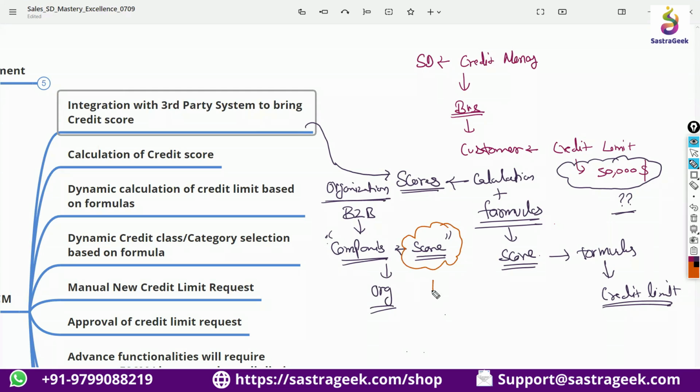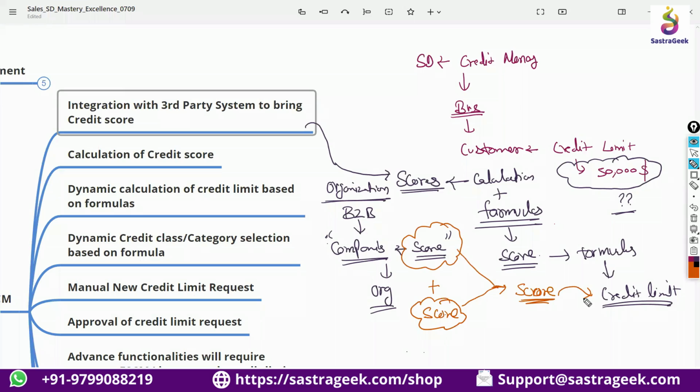Plus, you have your own parameters. You can define your own scores. And then it can give a combination of these scores. It can combine these scores. It can derive your score. And based on this score, it can calculate the credit limit. That kind of functionality, if you want in your system, FSCM credit management can help you out.